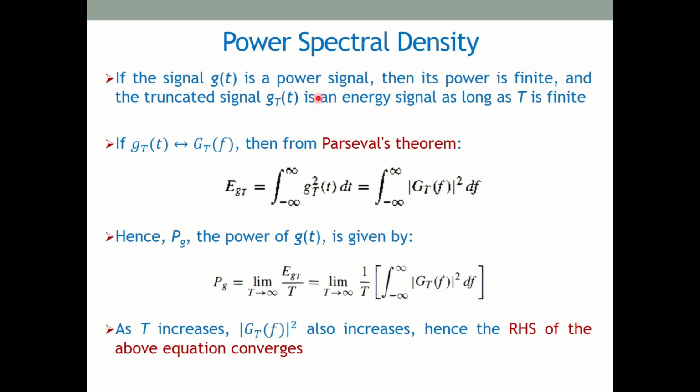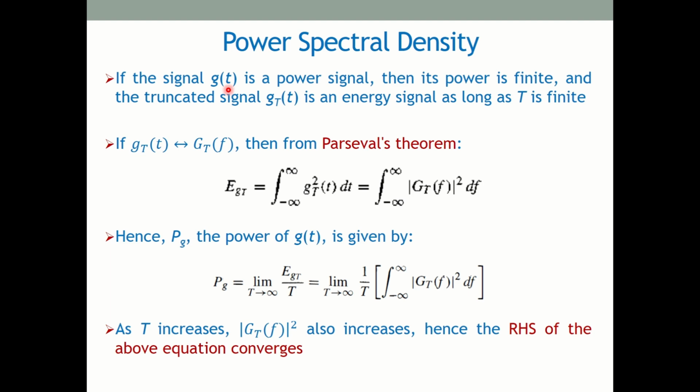So if the signal g(t) is a power signal, then its power is finite. And the truncated signal g_T(t) is an energy signal as long as T is finite, since it lies within certain limits. So for this signal, energy exists. For the actual signal, only the power exists.